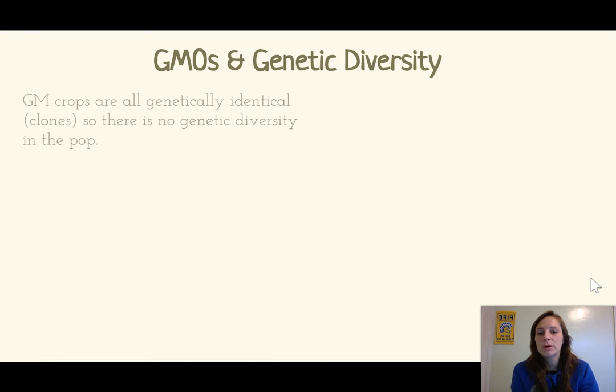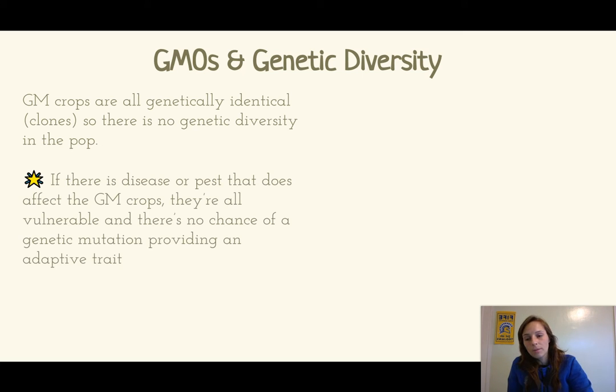Another problem that comes from GMOs is going to be with the genetic diversity. So all of these crops are going to be all genetically identical. They're clones of each other. So there's no genetic diversity in the population at all. So what happens here, as we learned back in our Unit 1 notes, if we're going to have a disease or pest that does affect this crop, they are all vulnerable because they have decreased genetic diversity. So there's going to be no chance of a genetic mutation popping up because they're all just clones. So they aren't having these differences in their genetic makeup.